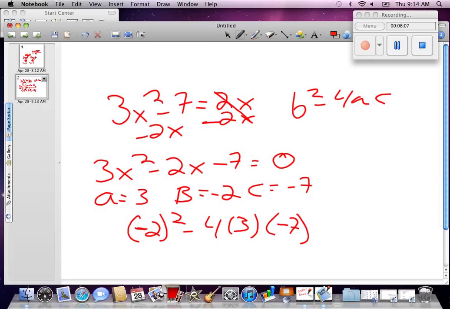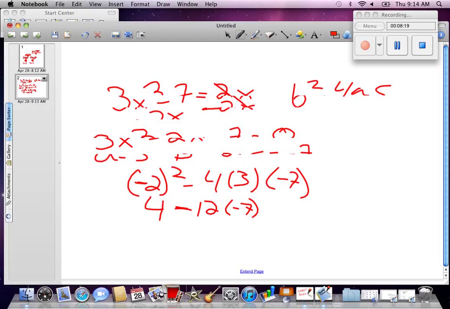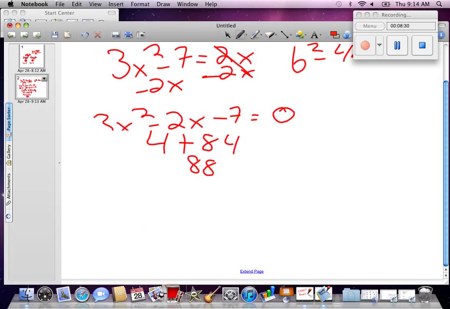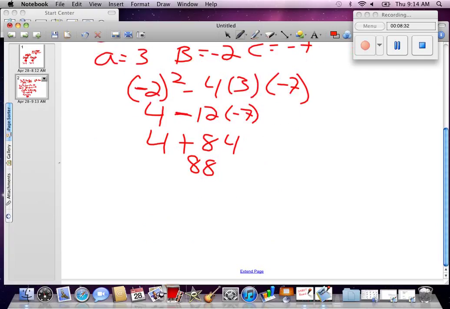Okay? Negative 2 squared is 4. 4 times 3, we get negative 12 times negative 7. So we have to do negative 12 times negative 7, and we get a positive 84. 84 plus 4 is 88. Is this positive, negative, or 0? How many solutions does a positive answer have?